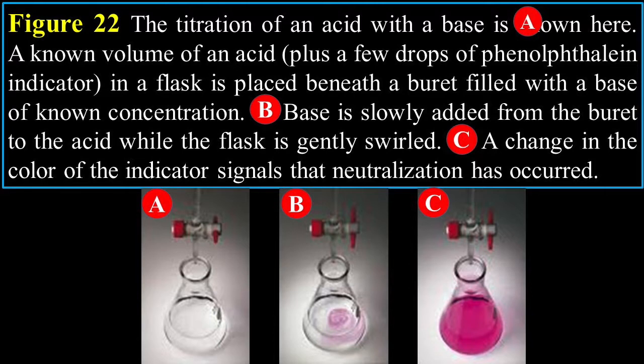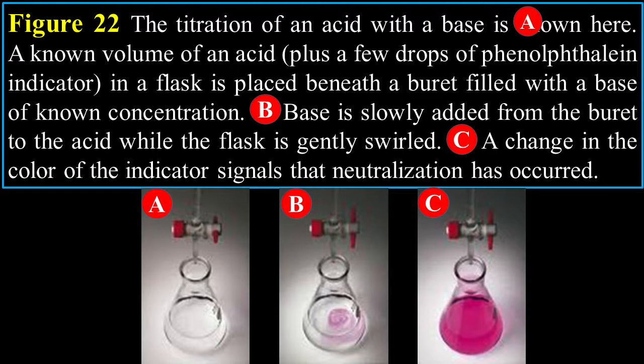Figure 22, the titration of an acid with a base is shown here. A known volume of an acid plus a few drops of phenolphthalein indicator in a flask is placed beneath a burette filled with a base of known concentration. B. The base is slowly added from the burette to the acid while the flask is gently swirled. A change in the color of the indicator signals that neutralization has occurred.